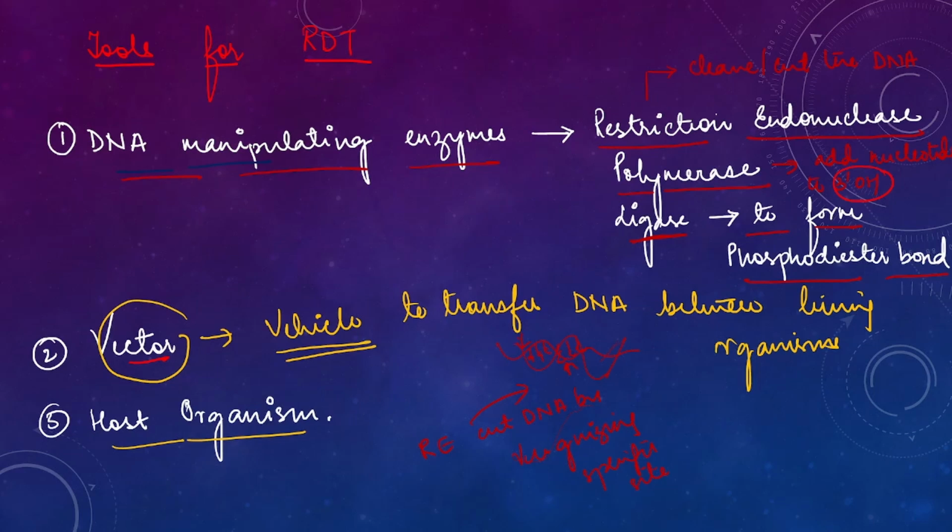Coming to vector, they are known as vehicles to transfer DNA between the living organisms or living cells. Host organisms are the organisms where DNA or recombinant DNA needs to be inserted. So we will now see one by one in detail.